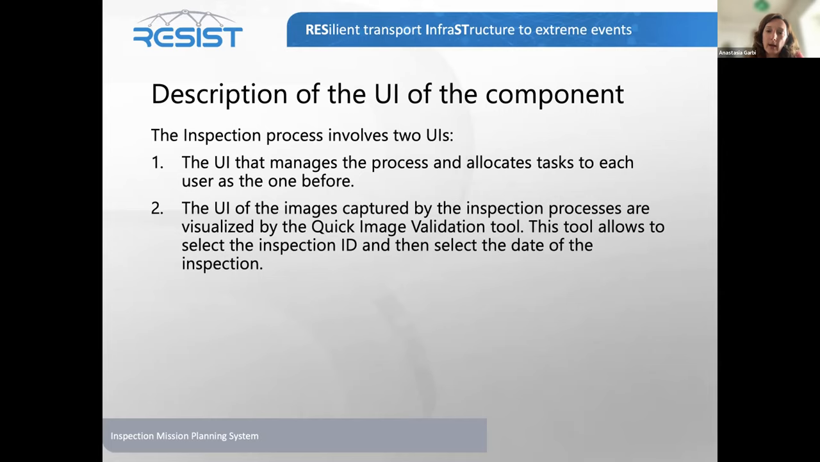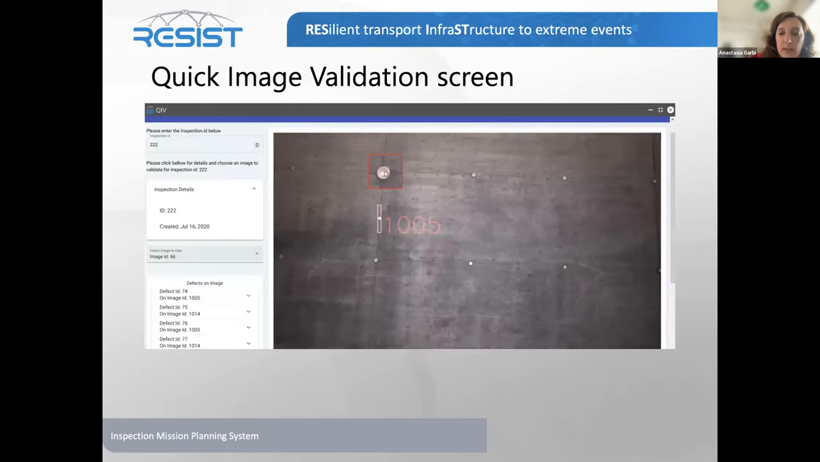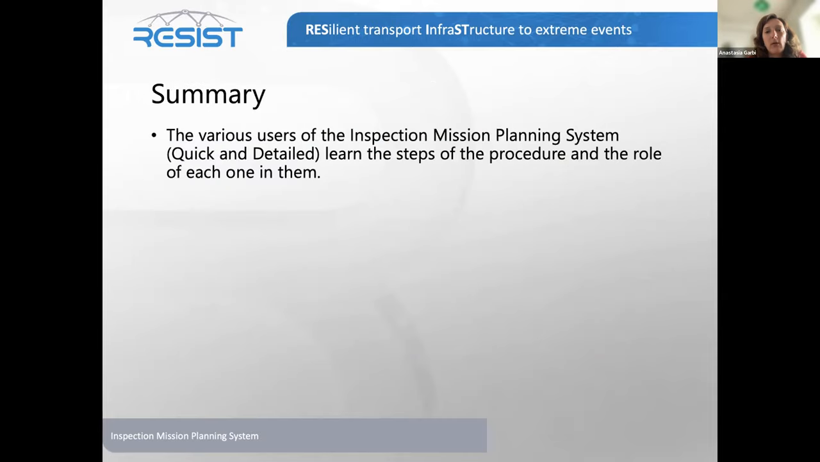We call it a quick image validation tool that allows you to select the inspection ID, so which kind of mission data somebody wants to see, and select specific images that he wants to check in order to take decisions for further actions. So the various users of the inspection planning system with this workflow process have a standard procedure and a very clear role, so when to get involved in this process.